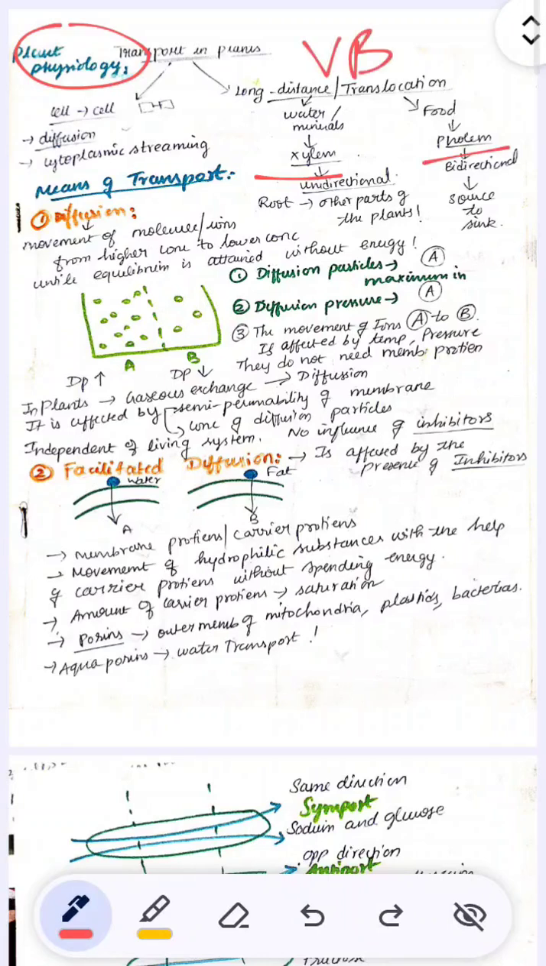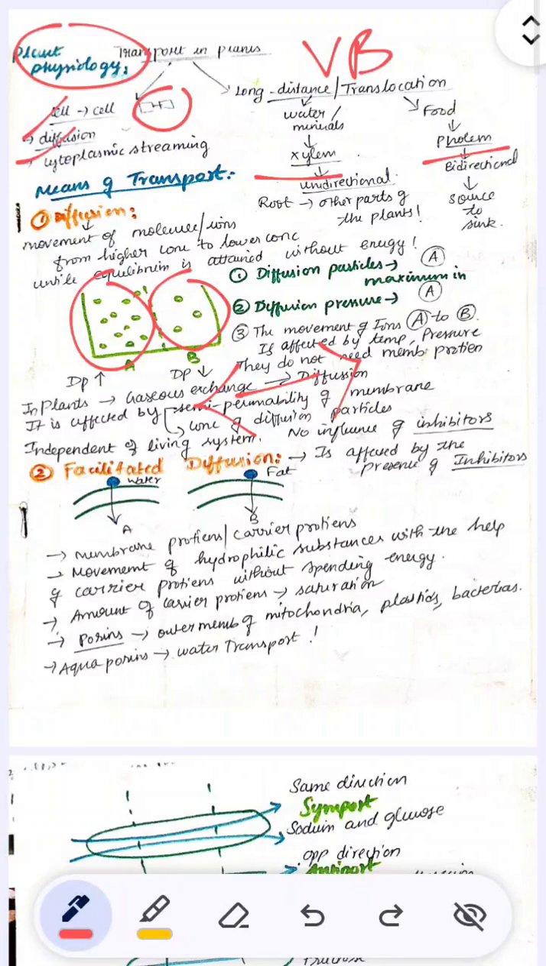For short distance transfer, that is from cell to cell, it undergoes a process called diffusion. Diffusion is the movement of molecules from the higher concentration to the side of lower concentration. Then they create a form of equilibrium, where the particles from the higher concentration, after getting transferred to the lower concentration part, both become similar in state. So this can happen by the process of diffusion and cytoplasmic streaming.